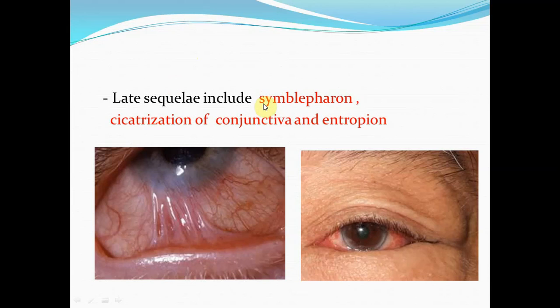Late sequelae, what we can see is symblepharon. What exactly is symblepharon? It is basically adhesions of the palpebral and bulbar conjunctiva. So what we see in this picture here, you have the palpebral conjunctiva stuck onto the bulbar conjunctiva. There can also be cicatrization of the conjunctiva, and there will be inward rolling of the lid margin as we see in the second picture here, which is called entropion. So these are late complications which we see in case of chemical injuries.